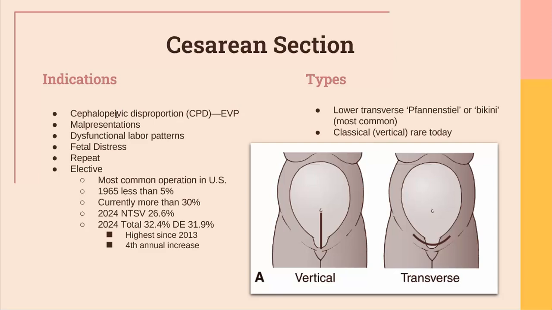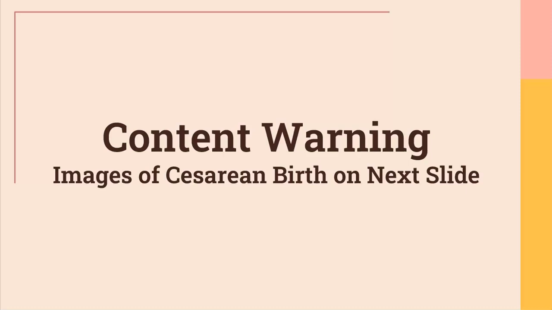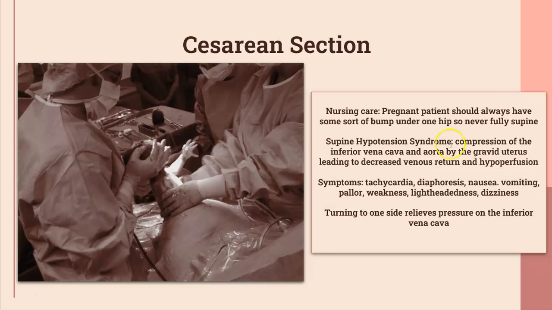So there's two types. There's a lower transverse, or the Pfannenstiel or bikini, which is the most common, and then the classical incision, which is rare today, but still can be used. Again, here are the differences. And here's a little content warning because it's just showing you an image of a cesarean birth.